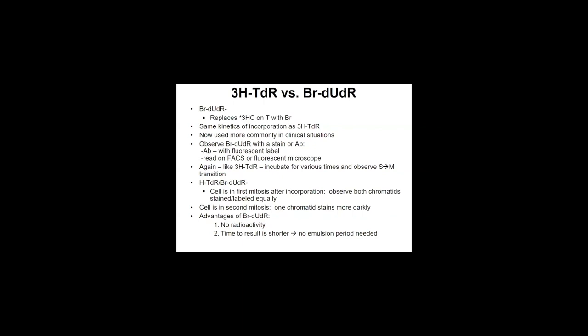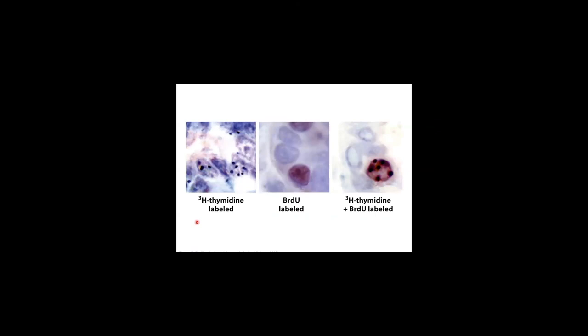Here's what it looks like. Here are cells that just got the tritium label. You can see these black spots. Here is the bromodeoxyuridine. You can see this kind of pinkish color. And here is the combination of both in the same cell. Direct overlap: what thymidine measures, bromodeoxyuridine measures equally.